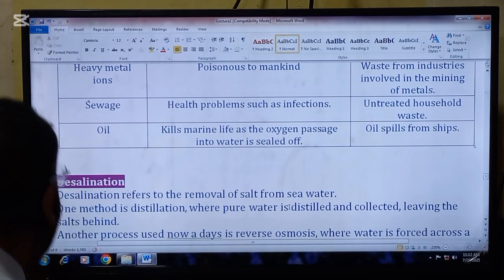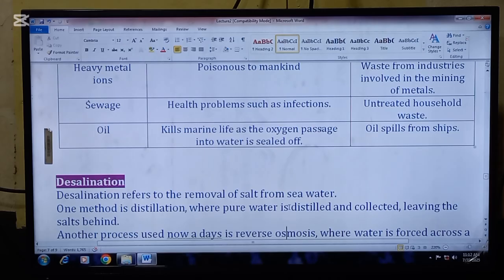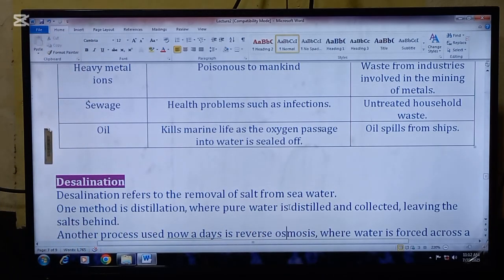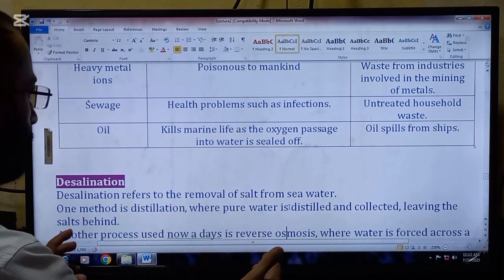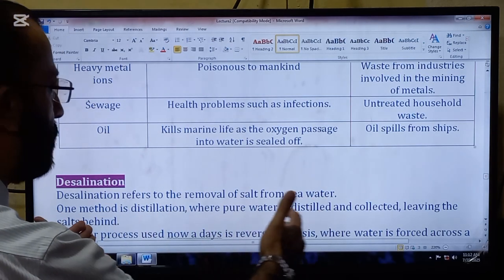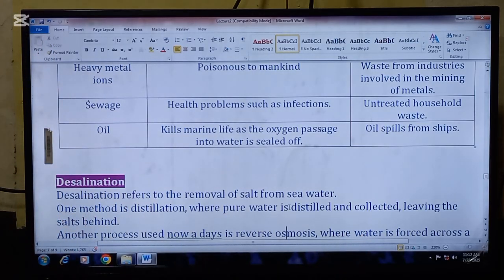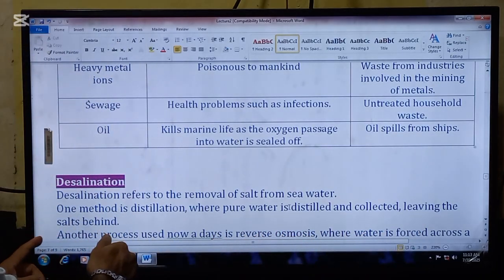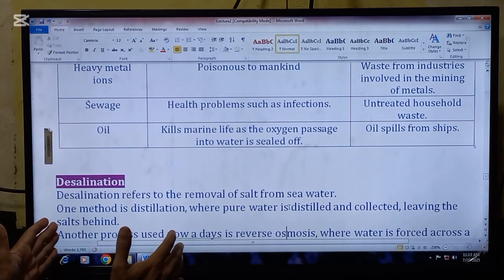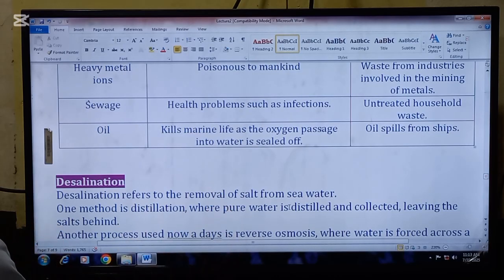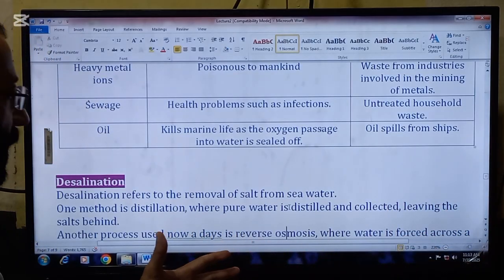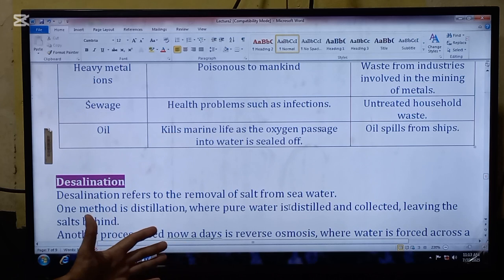The next thing that we are going to read is desalination. Desalination refers to the removal of salt from seawater. This process of removing salt from seawater is called desalination. One method is distillation, where pure water is distilled and collected, leaving the salt behind. There is also a very traditional way of collecting salt from the water: the seawater is thrown onto the shore, and the water evaporates or goes back into the sea, leaving behind the salt.